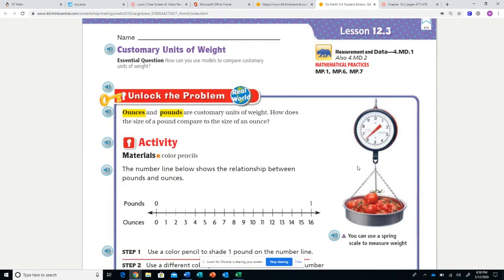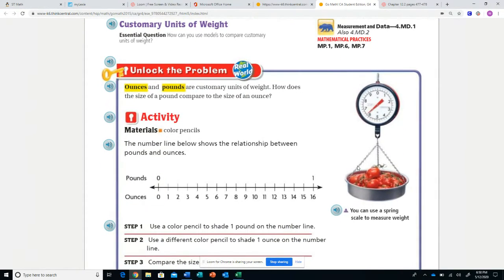So it says the number line below shows the relationship between pounds and ounces. It gives you a number line here, and it goes from 0 pounds to 1 pound. And in between here, we're going to count all the way to 16.